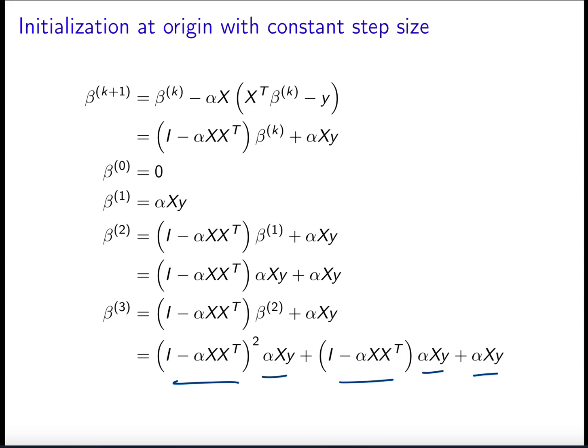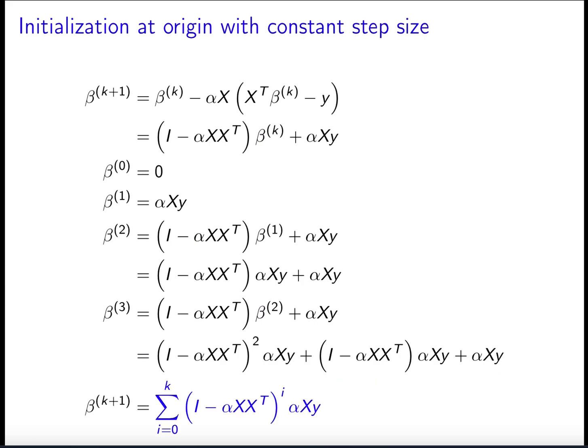So the general formula is that we have the feature matrix applied to the response scaled by alpha, and then we multiply over and over this matrix, which is the identity minus a scaled covariance matrix, and depending on the iteration, we apply it k times and we sum all of this. Okay, so this gives us a very clean expression for what the k plus 1 value of the coefficients is as we proceed with gradient descent.